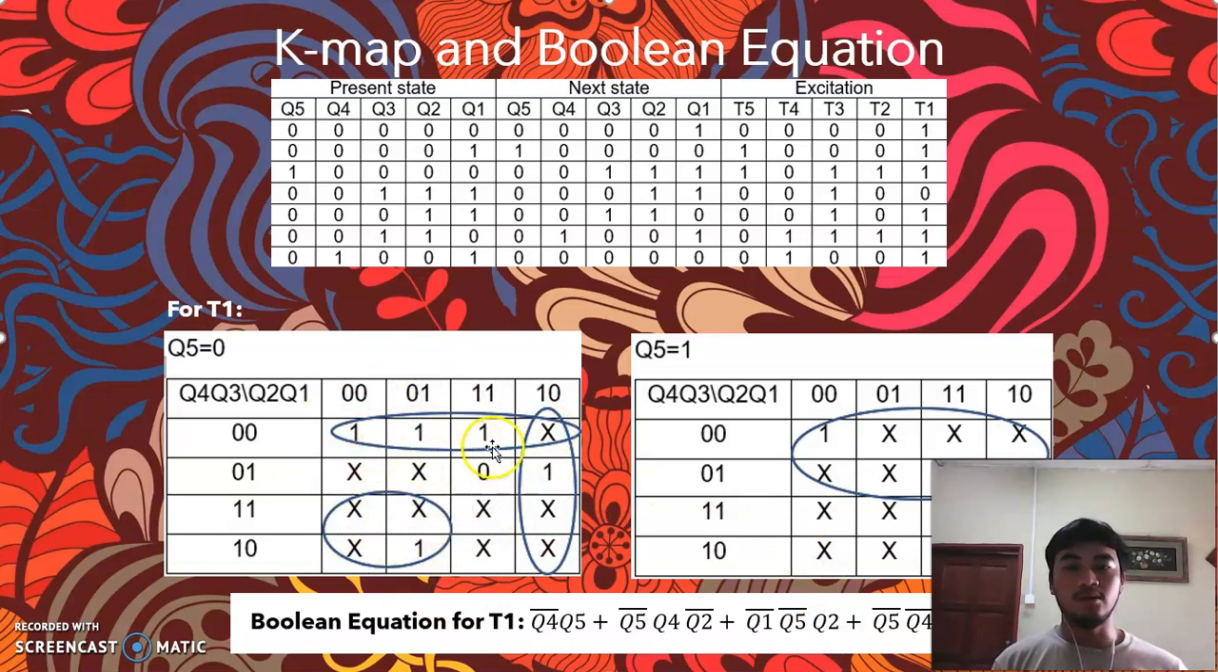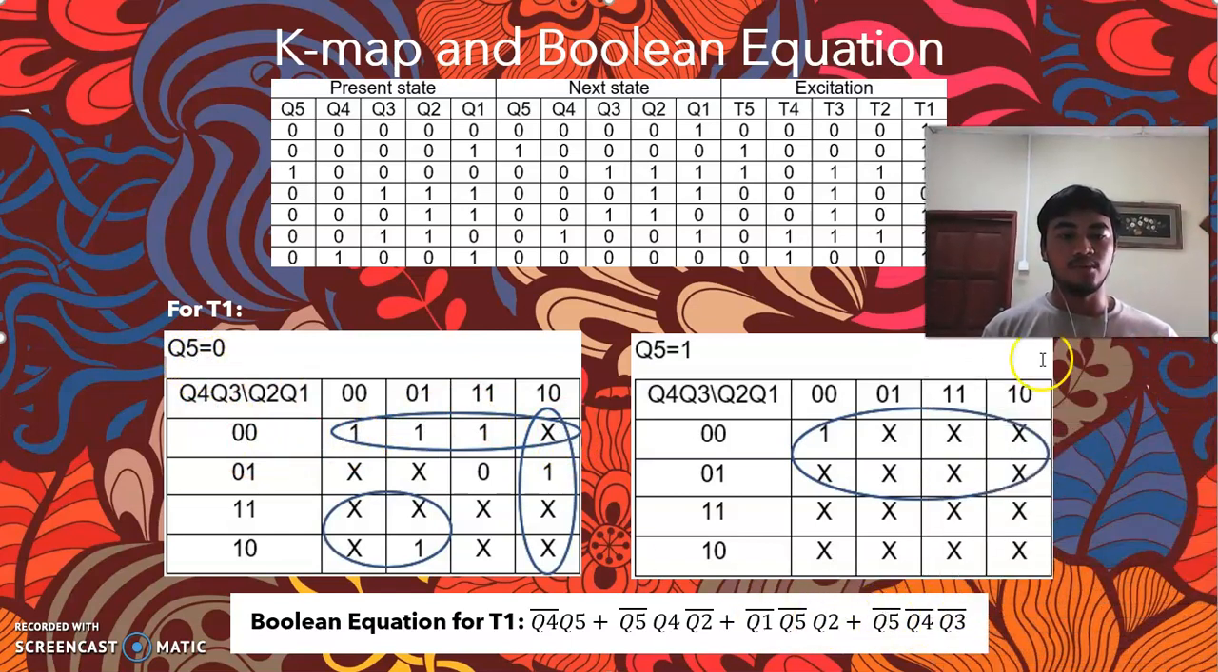Let's say we go through this part, this circle, this oval. In this oval, we know that it is not Q4 and not Q3, and we don't have to put Q2 and Q1 in the Boolean equation for this oval. Because Q5 is 0, we just put Q5 not, Q4 not, and Q3 not. So that's the basic of K-map.